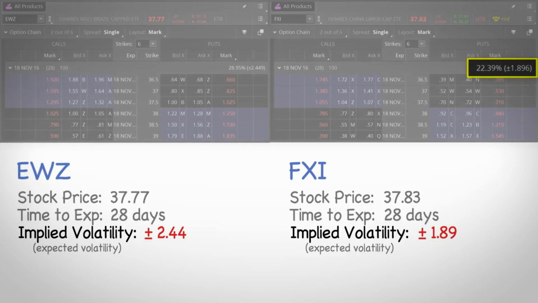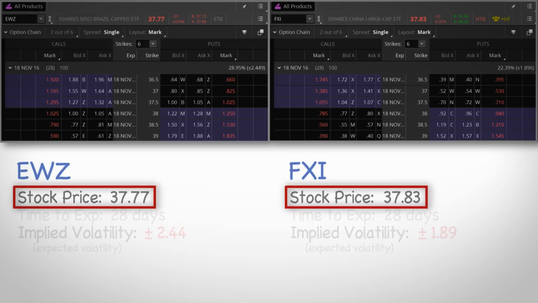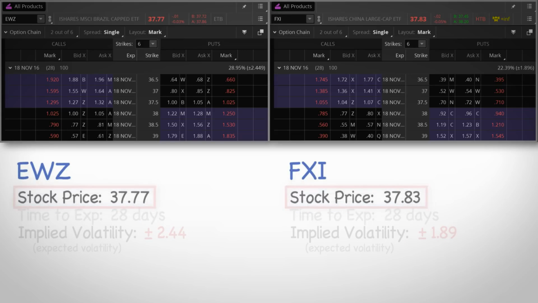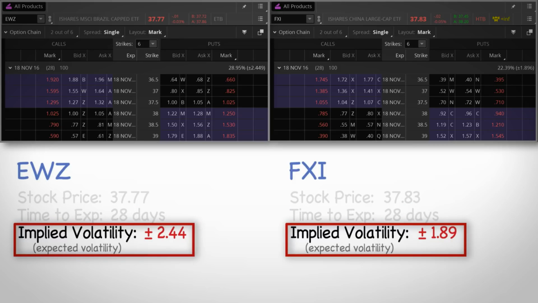Now, don't overcomplicate it. The only reason I show you these expected ranges is simply to demonstrate that EWZ is expected to have more volatility than FXI. Or in other words, EWZ is expected to make a larger move over the next 28 days, and FXI is expected to make a smaller move. So same price of the underlying, same time to expiration, but different implied volatility.